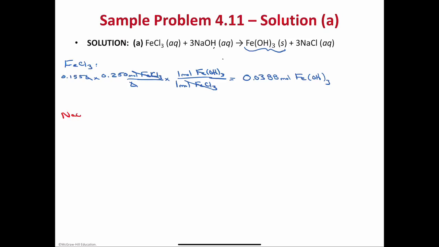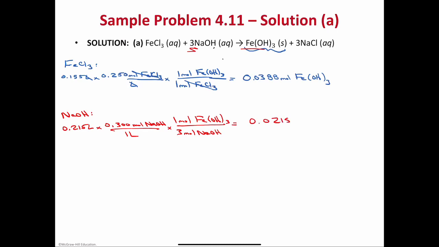Now I'm going to work with my sodium hydroxide and do the exact same exercise. I know that I had 0.215 liters of sodium hydroxide, and the molarity was 0.300 moles of sodium hydroxide in 1 liter. Then I go over to my balanced equation, and I see that for every 1 mole of iron(III) hydroxide, I have 3 moles of sodium hydroxide. So I'll put 3 moles of sodium hydroxide in my denominator and 1 mole of iron(III) hydroxide, like that. When I punch all of that into my calculator, I end up with 0.0215 moles of iron(III) hydroxide.